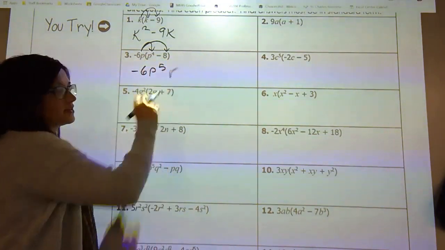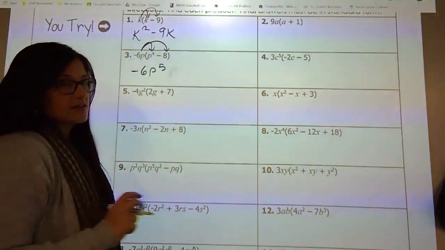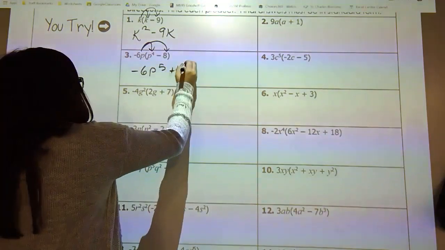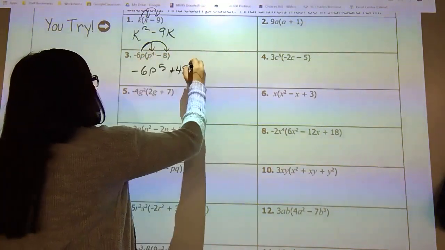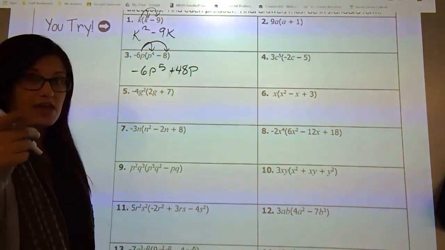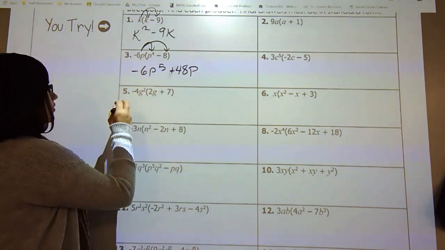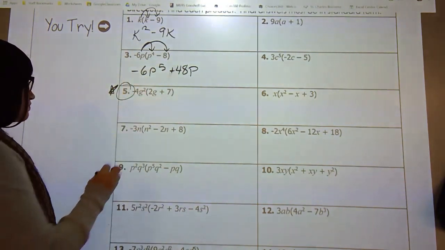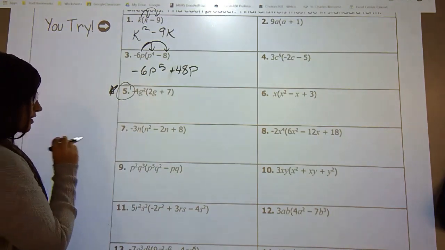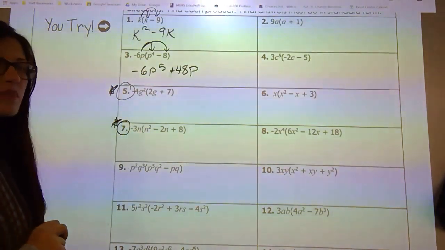Oops, don't write your sign. I'm about to mess up right there. I have a -6 times a -8, gives me a positive 48. And then 8 doesn't have any factors of p over here, but I do still have my -6p, that factor, okay? All right, I'm going to leave 5 for you guys to do. Moving on. Maybe I'll leave you number 7 too. 5 and 7.